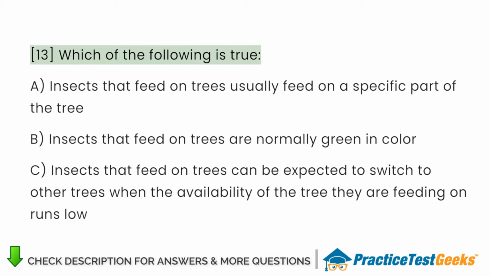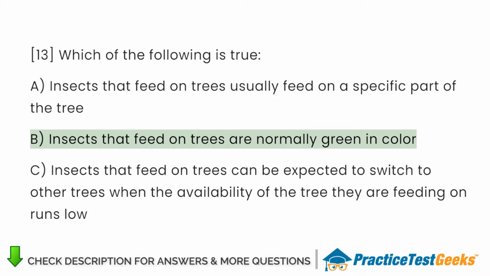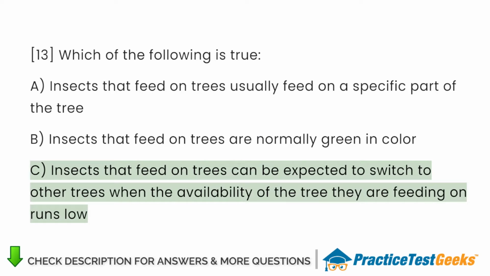Which of the following is true? A. Insects that feed on trees usually feed on a specific part of the tree. B. Insects that feed on trees are normally green in color. C. Insects that feed on trees can be expected to switch to other trees when the availability of the tree they are feeding on runs low.